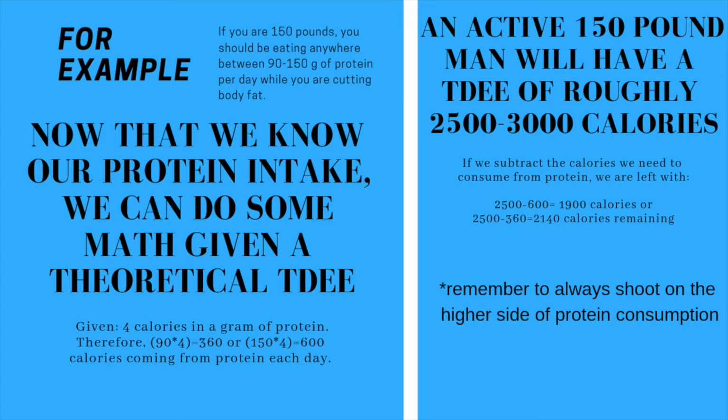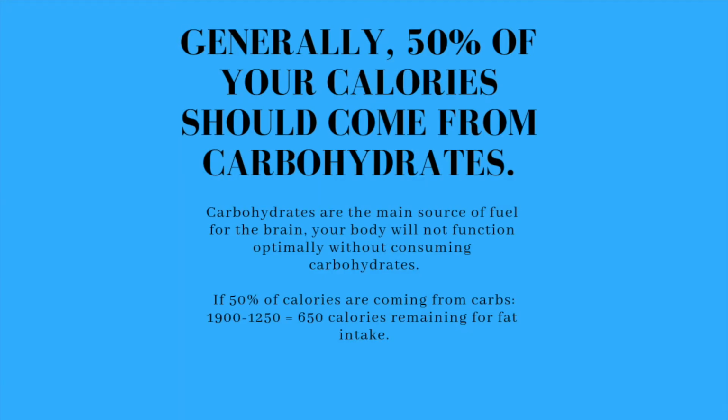It's recommended that at least 50% of your daily calories come from carbs, so eating more protein will make it possible to consume more carbs as opposed to fats. If 50% of our calories are coming from carbs and 900 calories remain, then 900 minus 1250 is equal to 650, so we have 650 calories remaining left for fat intake.